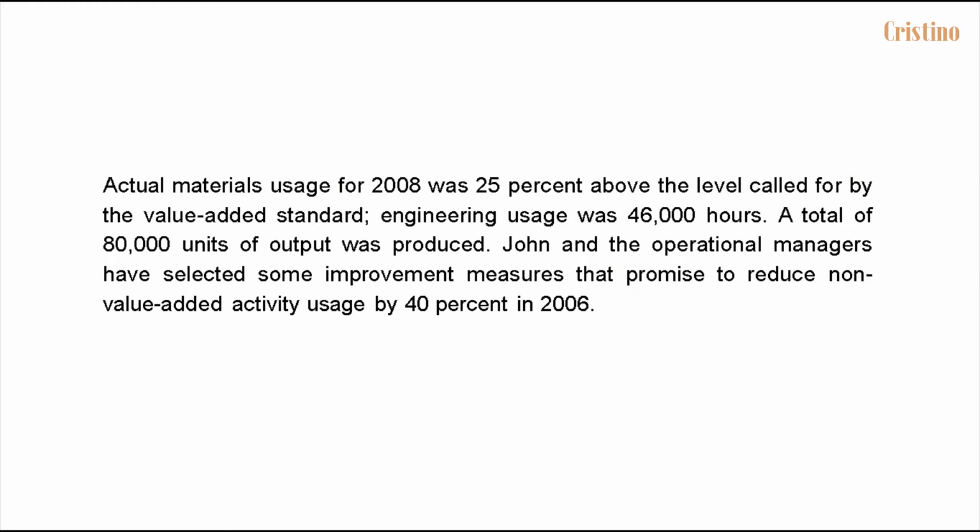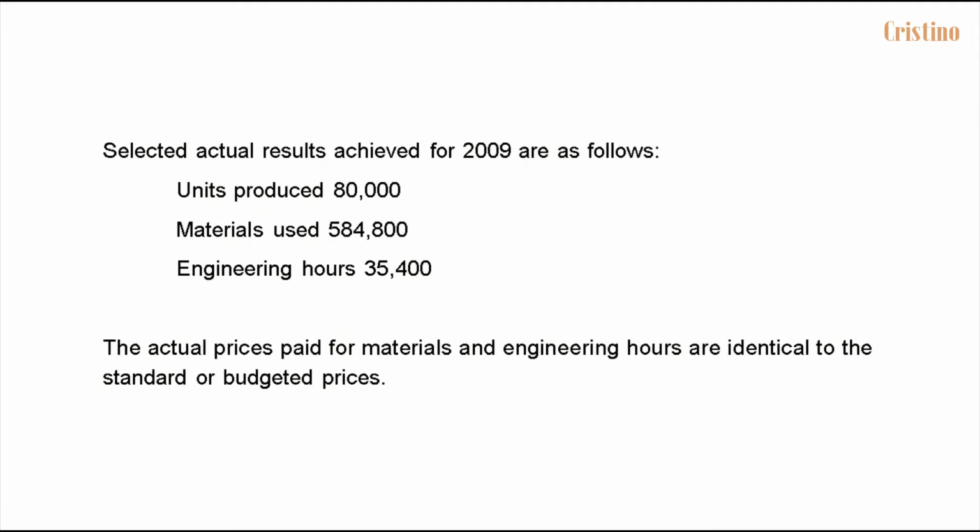John and the operational managers have selected some improvement measures that promise to reduce non-value-added activity usage by 40% in 2009. Selected actual results achieved for 2009 are as follows: 80,000 units produced, 584,800 pounds of materials used, and 35,400 engineering hours. The actual prices paid for materials and engineering hours are identical to the standard or budgeted prices.